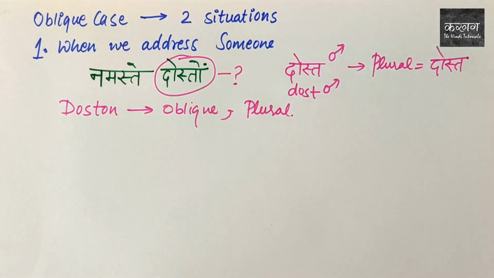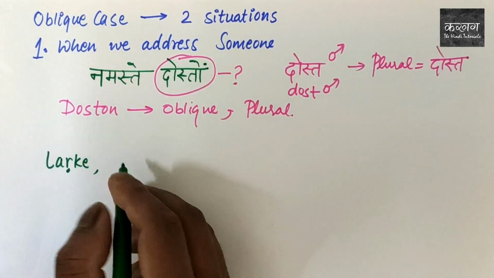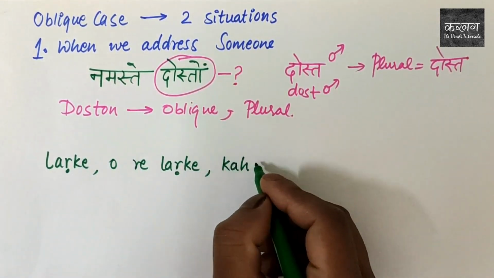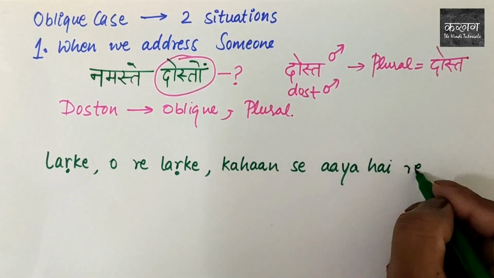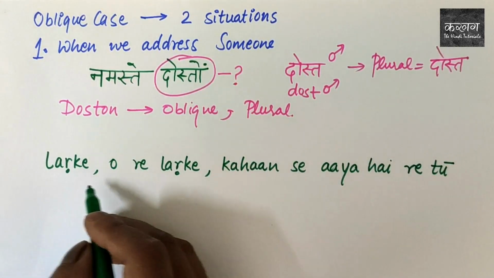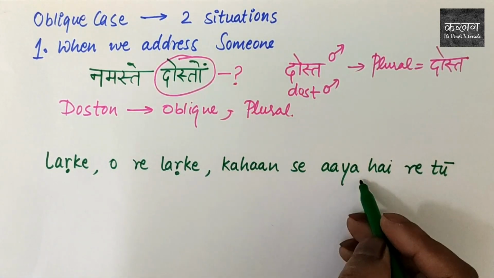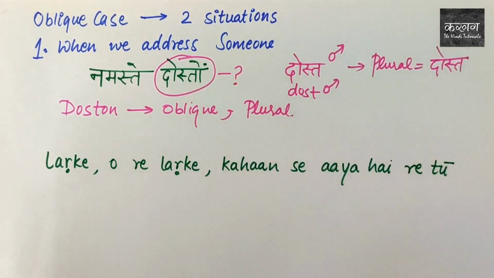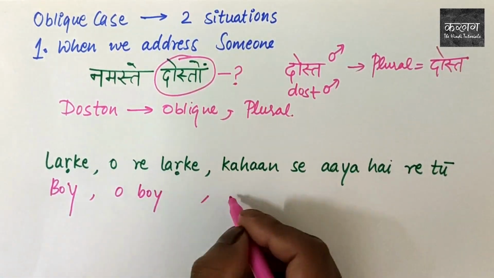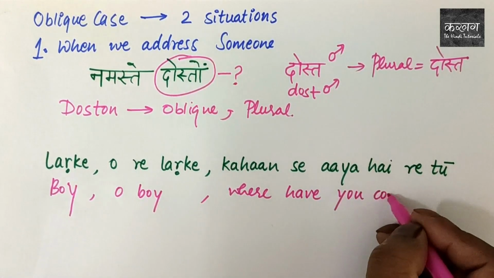And have you heard this song? लड़के और लड़के कहाँ से आया है रे तू? लड़के और लड़के कहाँ से आया है रे तू? Boy, oh boy, from where have you come?